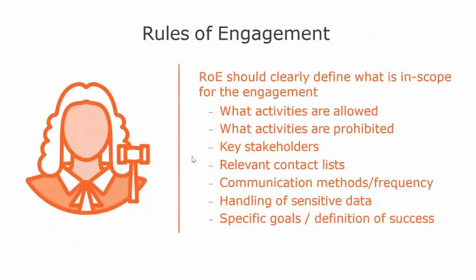So what are the rules of engagement? Rules of engagement should clearly define what is in scope for the engagement, what activities are allowed, and what activities are prohibited while doing the penetration testing. Stakeholders you should know and inform about that. A relevant contact list you should have to spread the message about the testing outcome. Communication method and frequency should be published. Handling sensitive data, how can you do that? You need to set specific points for that. Specific goals and the definition of success.